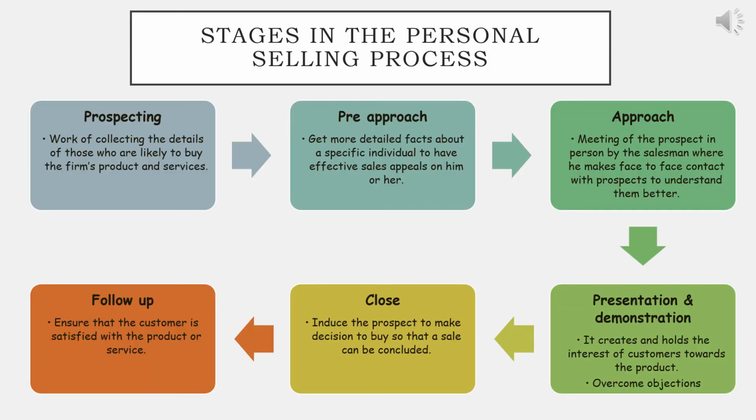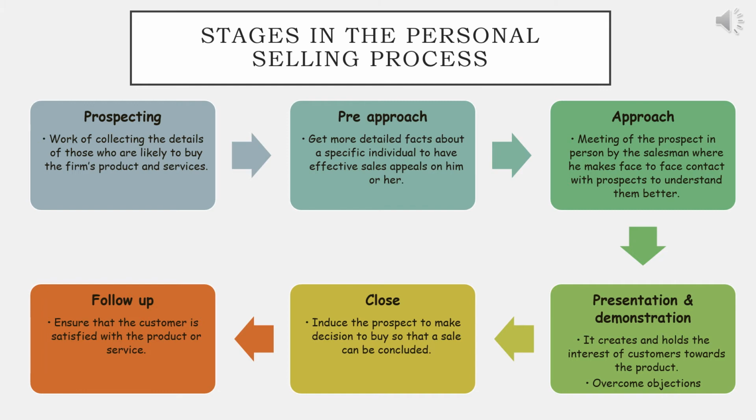Now let's look at the various stages in the personal selling process. First one is prospecting, then pre-approach, approach, presentation and demonstration, then closing stage and follow-up stage. The first stage, that is the prospecting stage, we collect details of those who are likely to buy the firm's products and services. We analyze the market and find our target audience who are likely to buy the product and services.